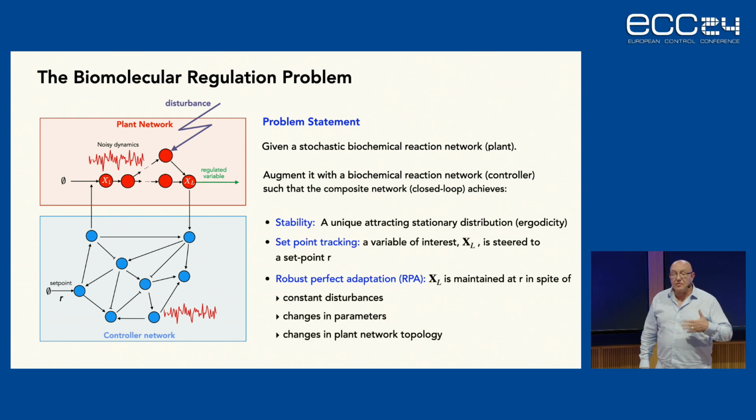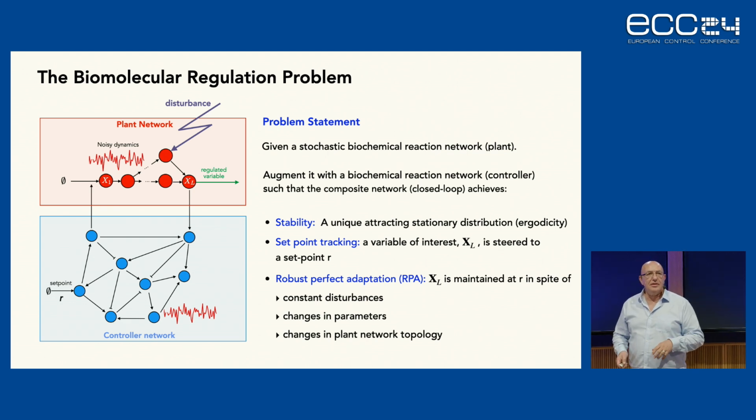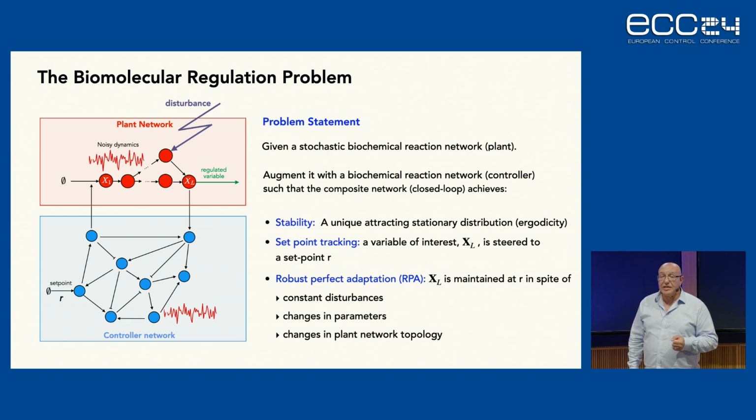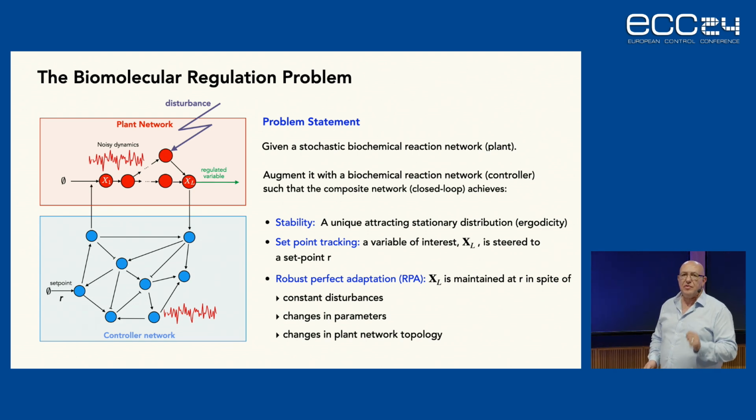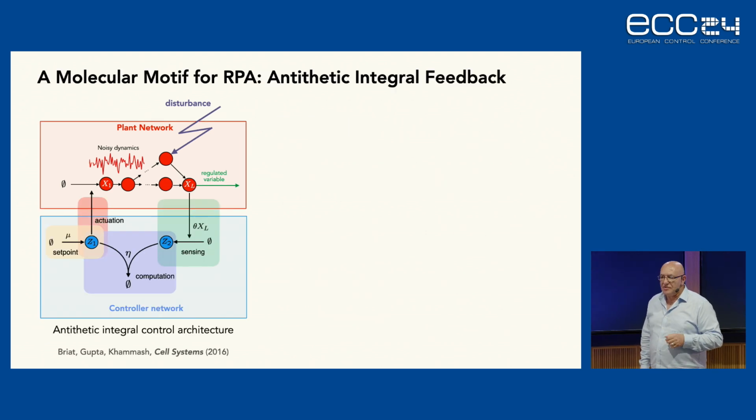So what are these properties? Of course, we want stability. By that, I mean, in the stochastic case, ergodicity. It essentially means there's a unique stationary solution to which all initial distributions converge. We would also like to get set point tracking. We would like the output of interest, XL, to be steered to a desired set point R. Right? That's our reference. And we would like this to be robust. So in spite of constant in time disturbances, in spite of changes in the parameters, we still would like the output of interest to converge to R, to our reference. Okay, so that's the formulation.